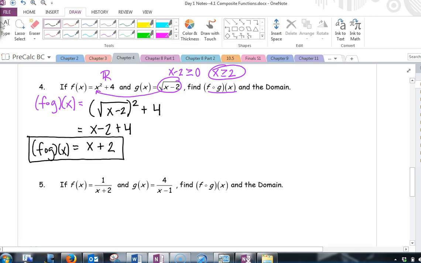Okay, but remember our domain is based on the value or the domain of the input. The input was g of x, so this domain x is greater than or equal to 2 still has to apply, otherwise you have a negative underneath your root here. So this is still our domain.